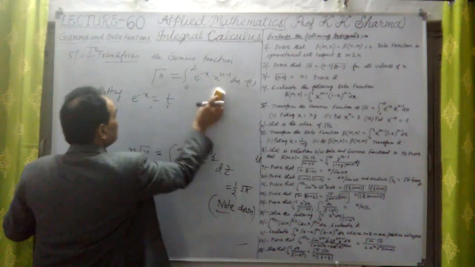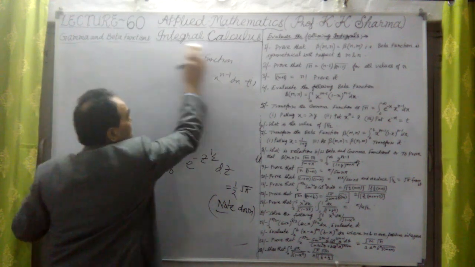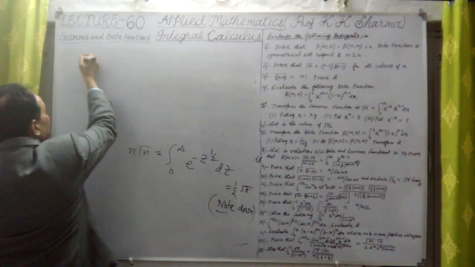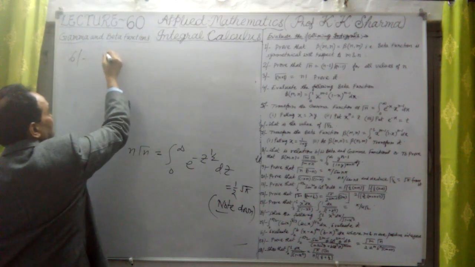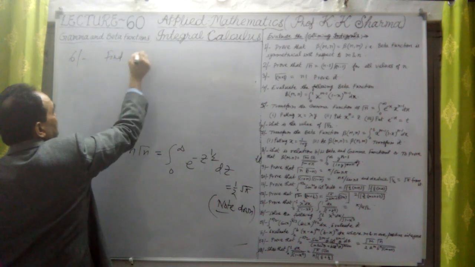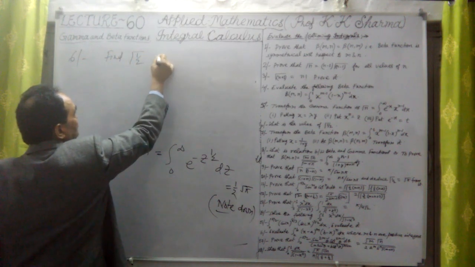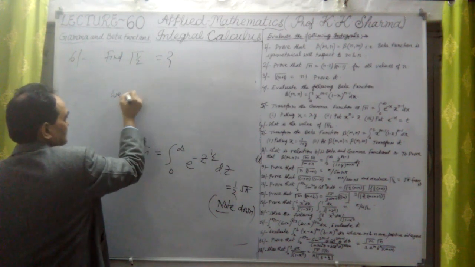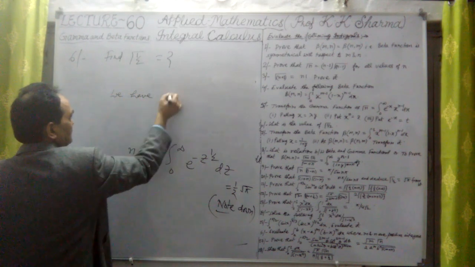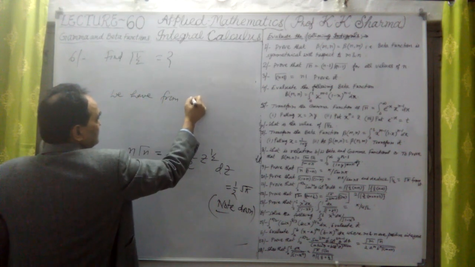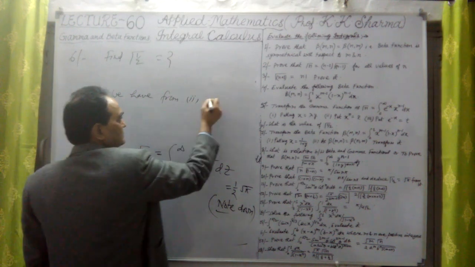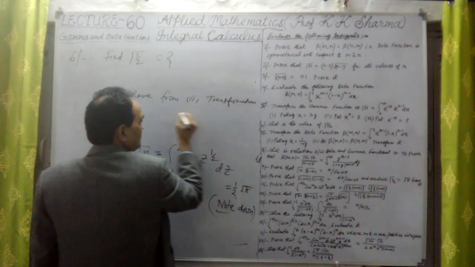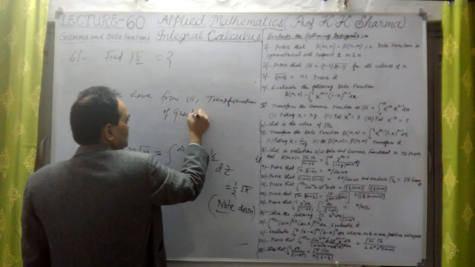Now let me take question number 6. In question number 6 we have to find gamma 1.2. What is gamma 1.2? Now we know that this is from the second transformation of question 5.